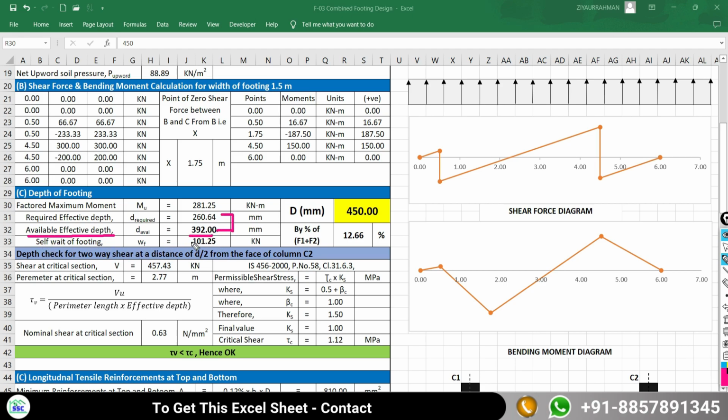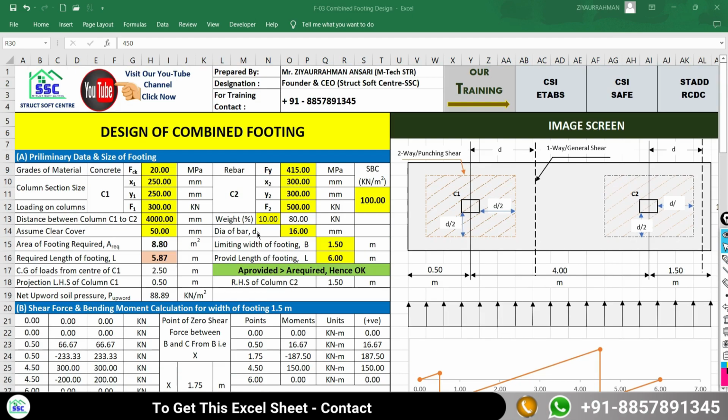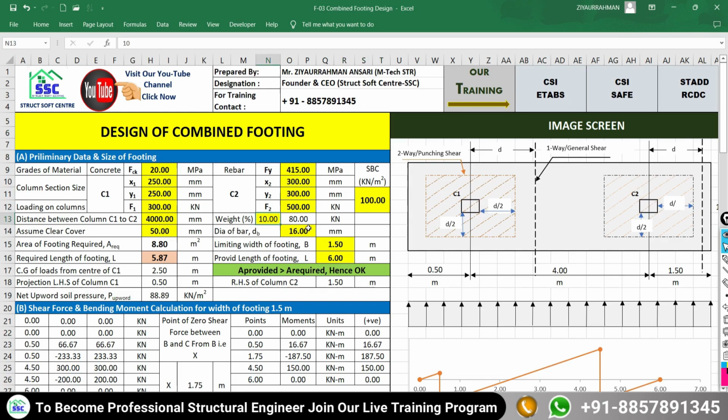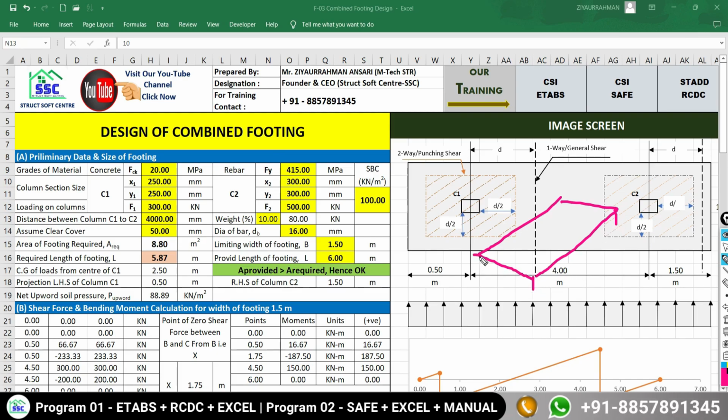Now the self weight of the footing. Here we have assumed the self weight of the foundation. This 10% is what we have assumed, we have not actually calculated the self weight of your combined foundation, because to calculate the actual self weight of your combined foundation we need to have the length of the footing, the width of the footing, and then the depth of the footing.